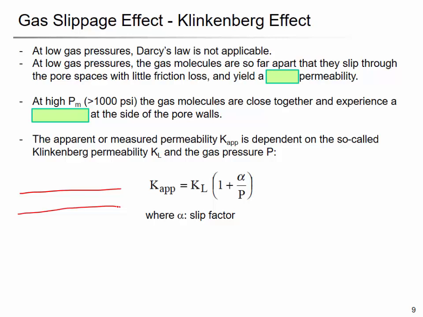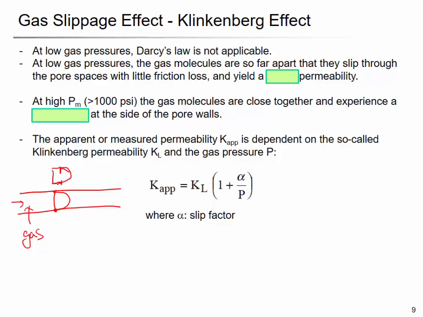Let's think about the pipe. This is one pipe, and flow is flowing through this pipe, and the velocity profile is generally like this, right? That we've learned from fluid mechanics. It's called a Newtonian fluid. And at the wall, the velocity is zero, right? But if this fluid is not viscous, if this fluid is very gaseous, then you have some velocity at the wall. And it's called the gas slippage effect.